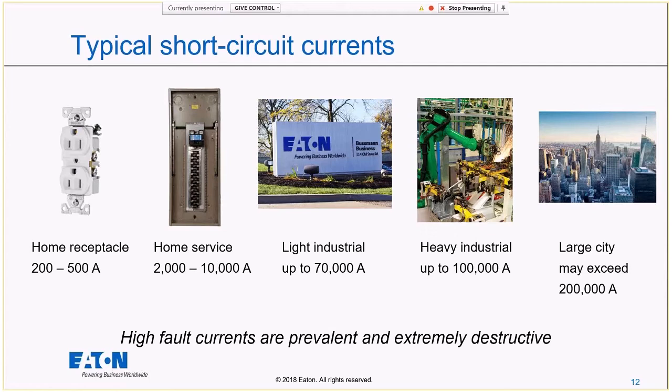Heavy industrial goes up to 100,000, and then a large city can easily exceed 100,000 and go all the way up to 200,000. New York City and Boston regularly see that 200,000 amp range. I think in Philly we're usually around 100,000, but sometimes we can get up to 150,000 in the downtown area. So high fault currents are definitely prevalent. They're definitely out there, and they're extremely destructive, so we want to make sure we are protecting ourselves from them.